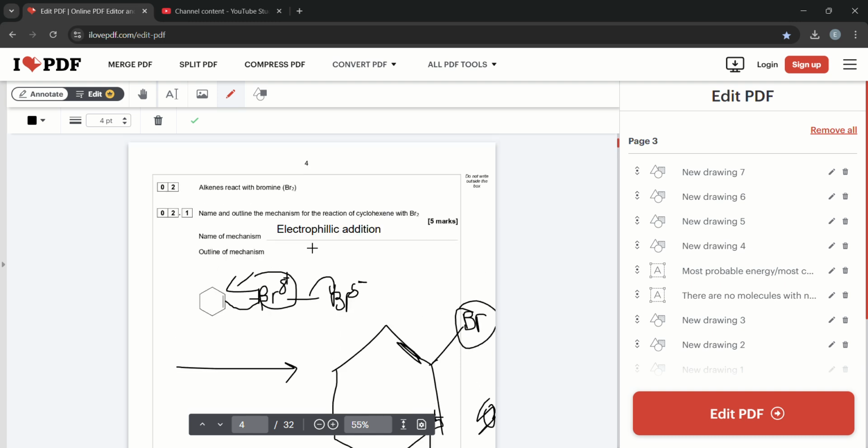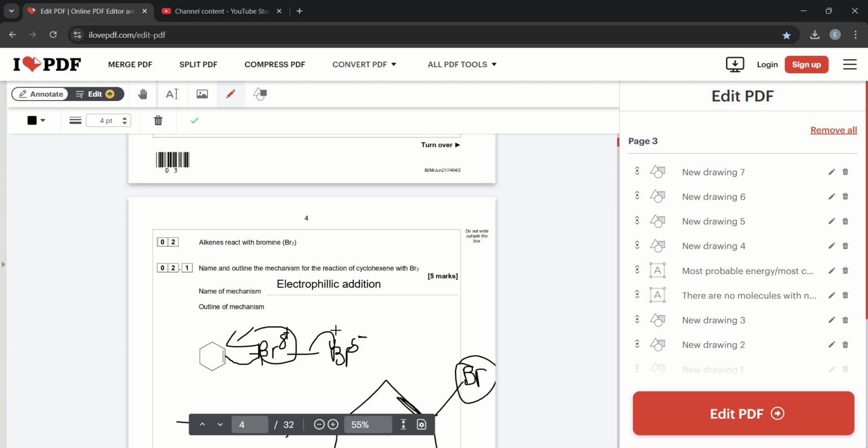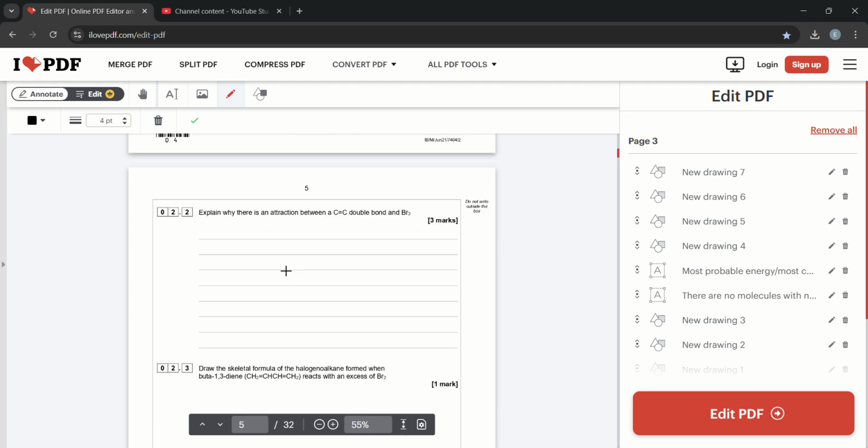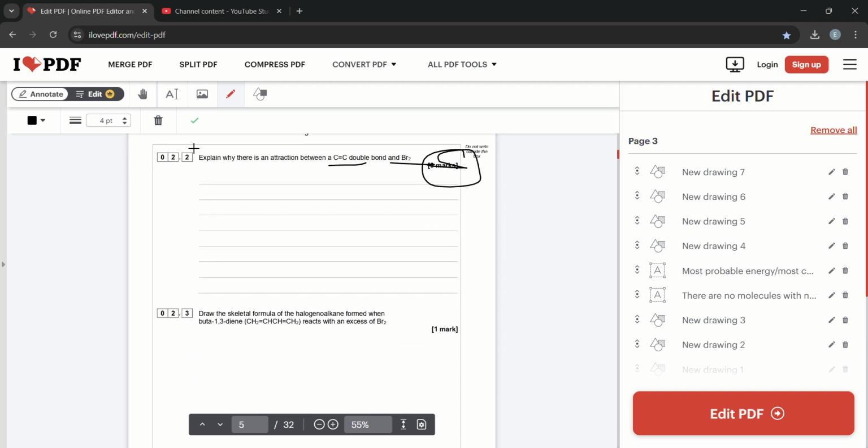And I think for mechanisms, knowing how to do it with cyclic structures is imperative as well. It's just an extra step knowing where the curly arrow goes from in the cyclic structure, but that's why they're going to ask these types of questions, because many students would probably struggle, including myself. And then 2.2, explain the attraction between this carbon-carbon double bond and Br2. 3 marks.